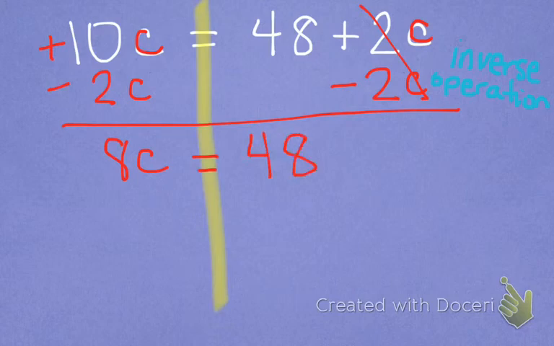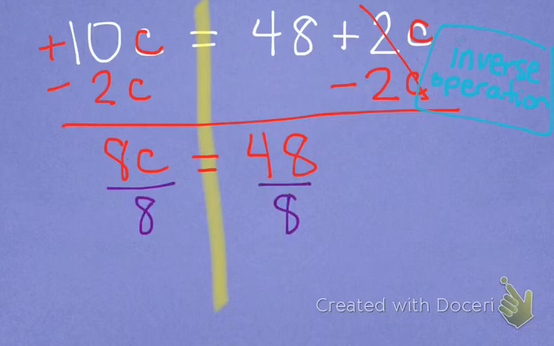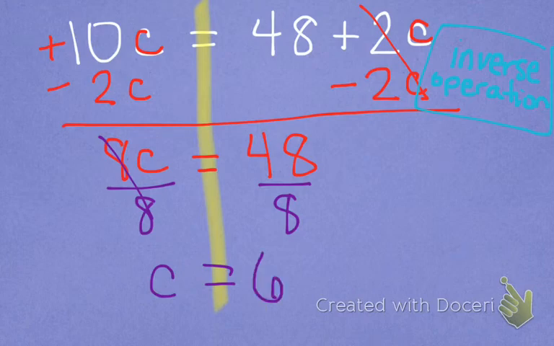Now we have the next step. 8c equals 48. We have to do the inverse operation again. When numbers are so close, like 8 and c, they're touching practically, it means they're multiplying. So the inverse of multiplication is division. Do what you do on the left, you do it on the right. It cancels out. That's the whole point of inverse operation. We're left with c equals 48 divided by 8, which is 6.